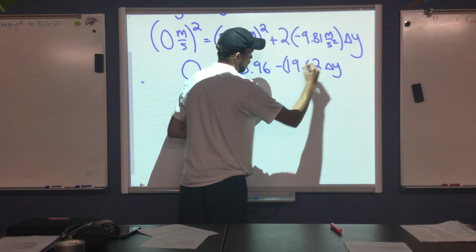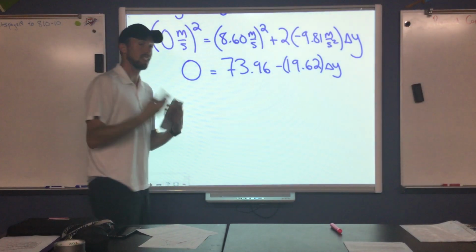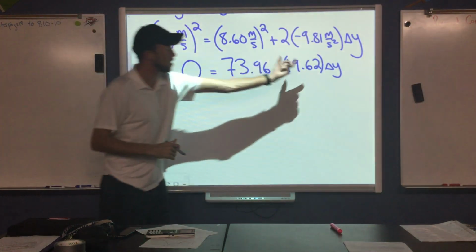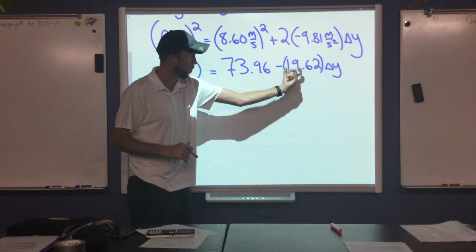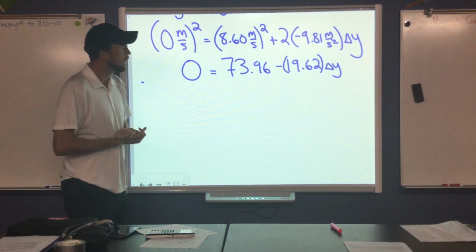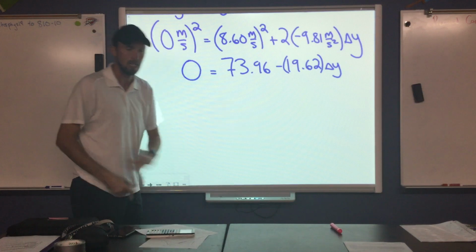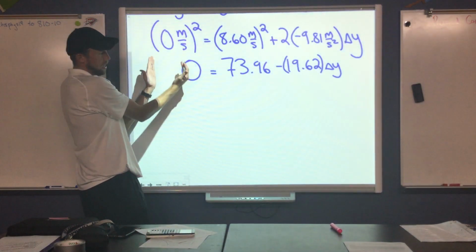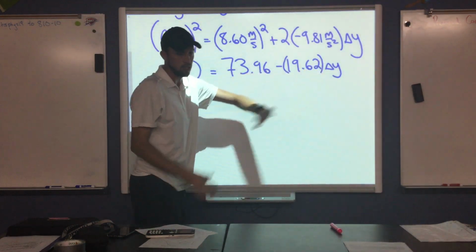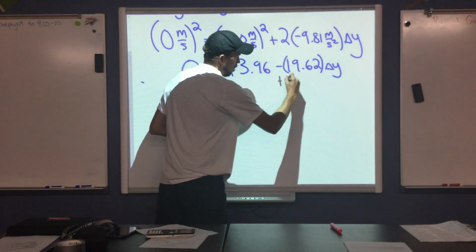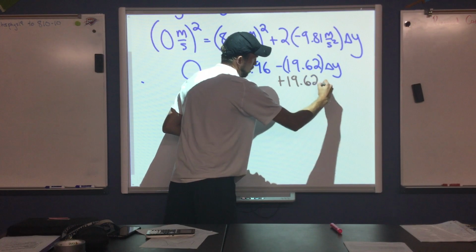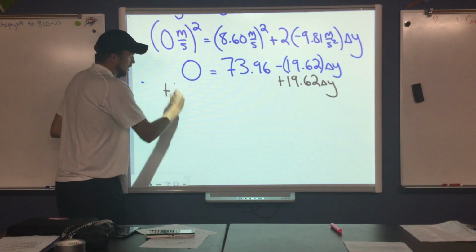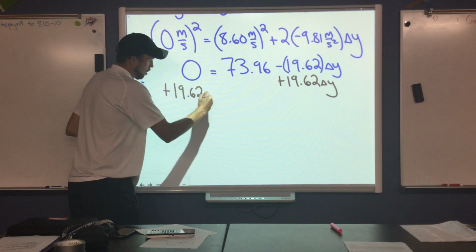And I'll put this in parentheses so we can see delta y is still separate from the 19.62. It's 19.62 times delta y. So now we want to solve for delta y. Well, two things we can do. We can either move over the 73.96 or the 19.62. Doesn't matter which one we choose. I like to stay positive if I can. Pun intended. So we'll add 19.62 times delta y over.